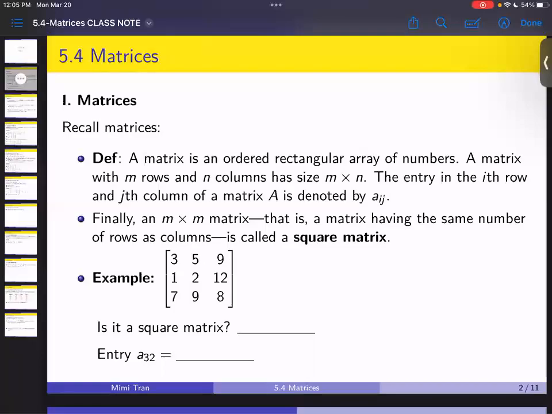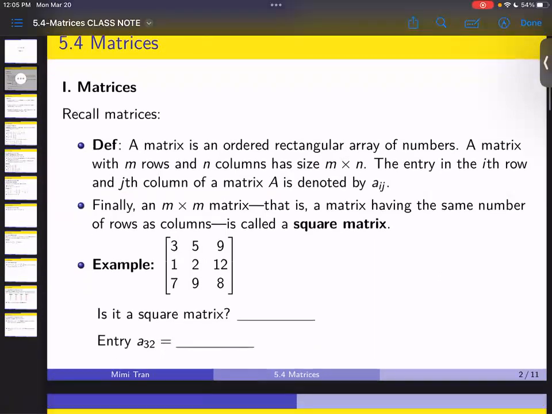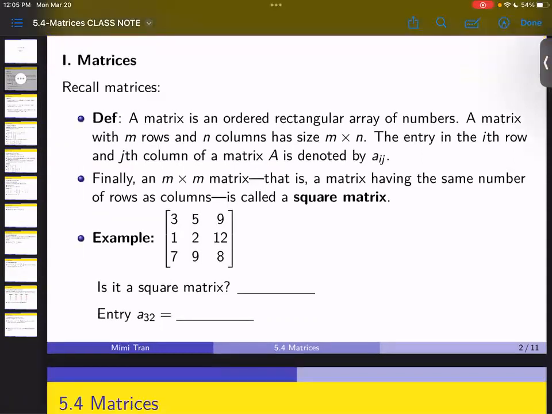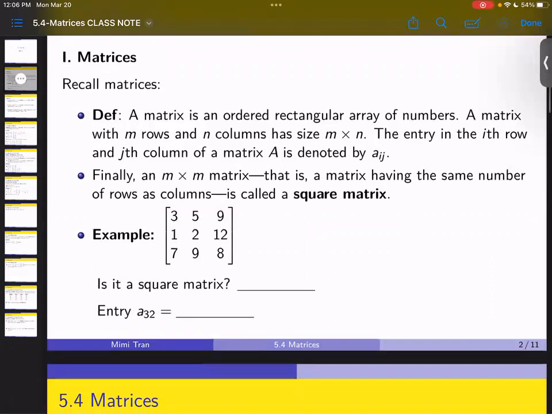A matrix is an ordered rectangular array of numbers. A matrix with m rows and n columns has the size we call the dimension m by n. The entry in the ith row and the jth column is denoted aij. So for example, if you look at the given matrix, can someone tell me what the entry for a32 is? 9, right? Always row first, then column. So 9.